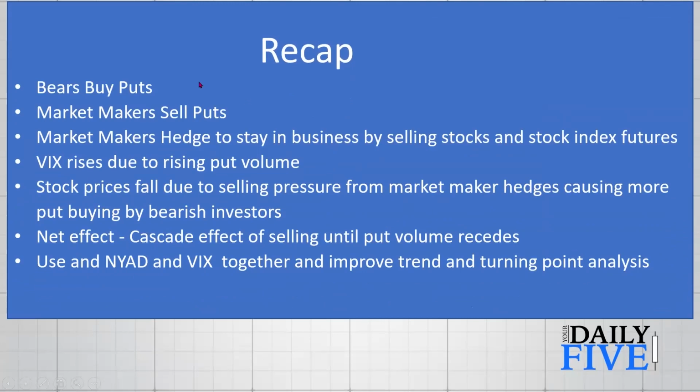So let's recap. Bearish traders buy puts. Market makers sell puts to bearish traders. Market makers are hedging to stay in business, and they do that by selling stocks and stock index futures. The result, the VIX rises because put volume, buying and selling rises. Stock prices fall because of selling pressure from the market maker hedges, causing more put buying by bearish investors. So the net effect is a cascade of selling until put volume recedes. Use the New York Stock Exchange Advanced Decline Line and the CBOE Volatility Index. You can improve your trend analysis and your turning point analysis.